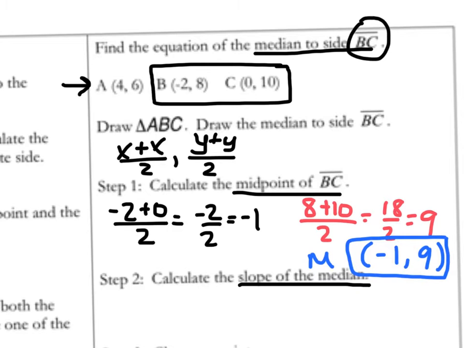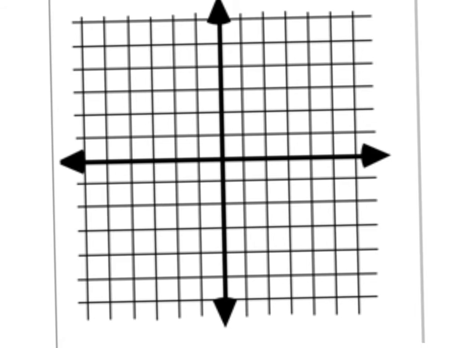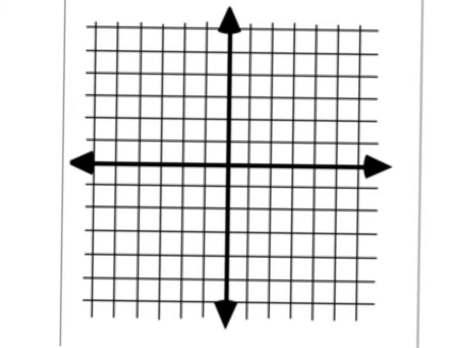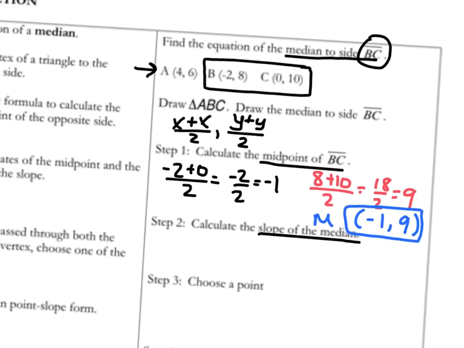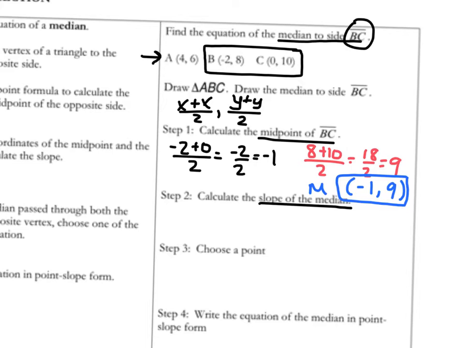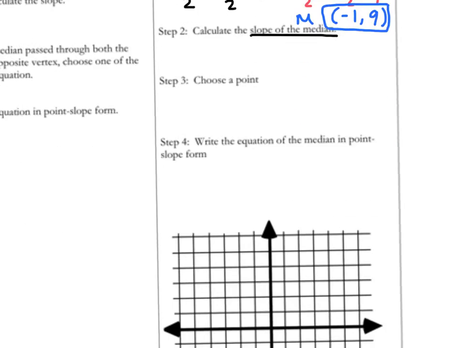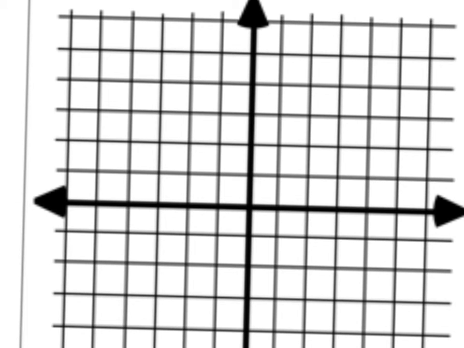Now I'm actually going to pause here for one moment. Let's get a visual of what's going on. I just realized I haven't even plotted the points, so I'm going to go ahead and do that. And this graph doesn't fit these points, so we have to scale it. Each line is going to represent 2. So we're going to start with A, 4, 6. So 2, 4, and then up 2, 4, 6. That's my A. B was negative 2, 8, so we're going to go negative 2, up 2, 4, 6, 8. Here's B. And C was 0, 10. So 0, and then 2, 4, 6, 8, 10.